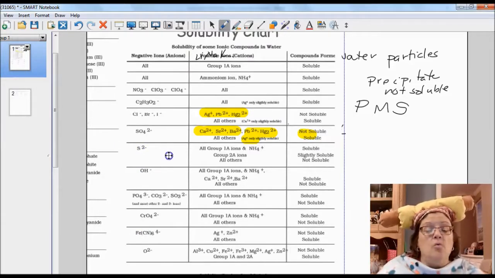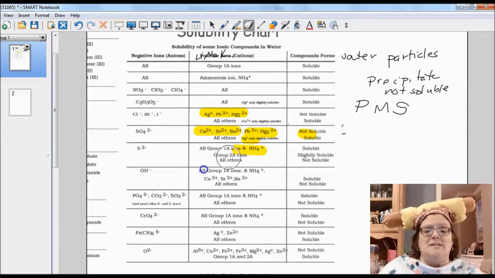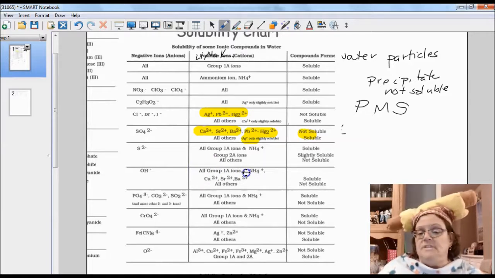Sulfides, on the other hand, will not dissolve. Group 1A, of course, always soluble. Group 2A might be soluble, might not. Everybody else, nah, never soluble.